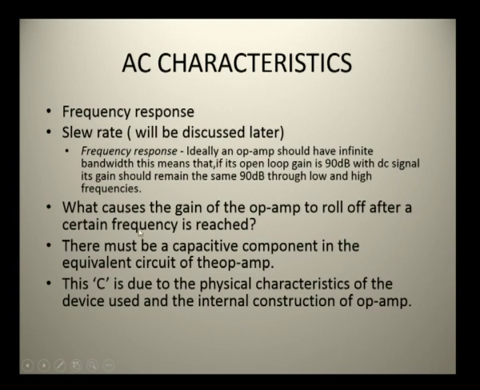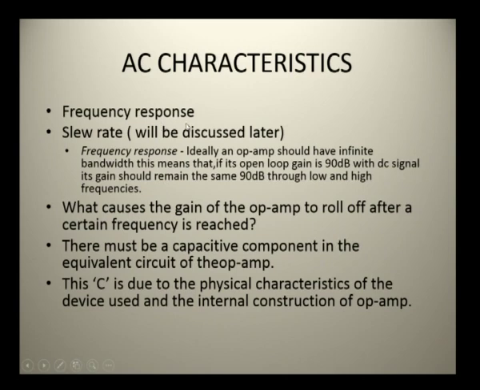What are the AC characteristics of operational amplifier? Frequency response of an operational amplifier and slew rate, and also stability of an operational amplifier from the lower range of frequency to the higher range of frequency. Slew rate will be discussed in a later slide, and now we will see the frequency response and stability factor.